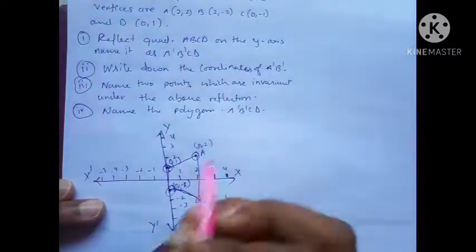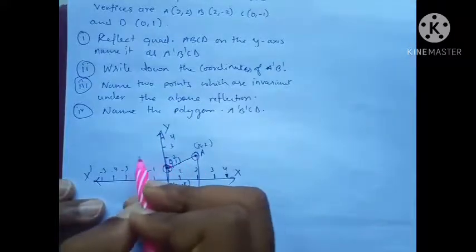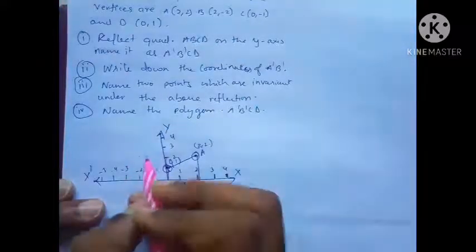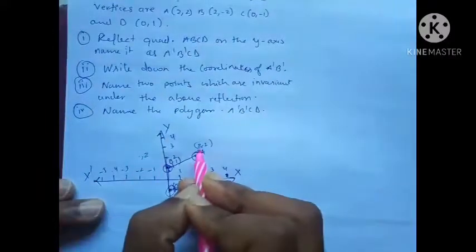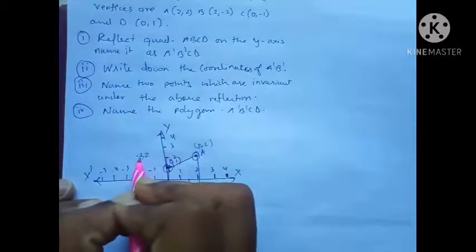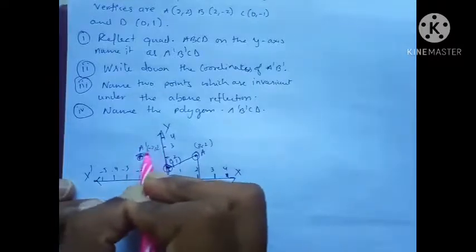So A dash is going to be over here. Since we have to reflect in the y axis, it will be formed here. So what is it going to be? What doesn't change? Y doesn't change, but x changes. If this is 2, this is going to become minus 2. So what's my point? This is A dash, minus 2 comma 2.